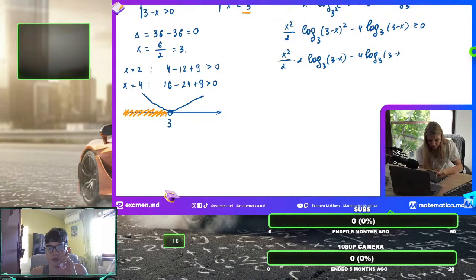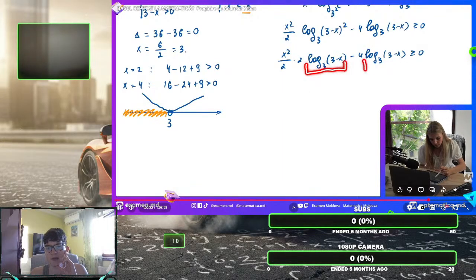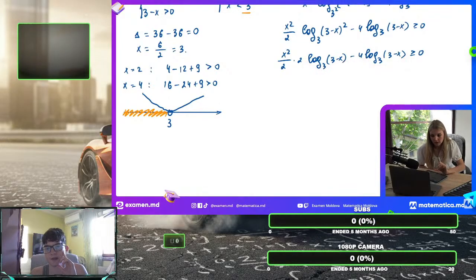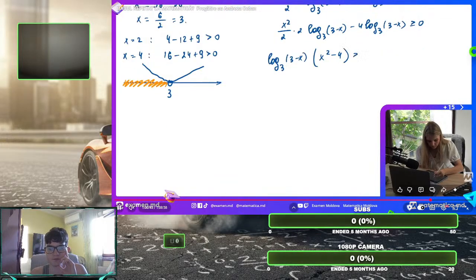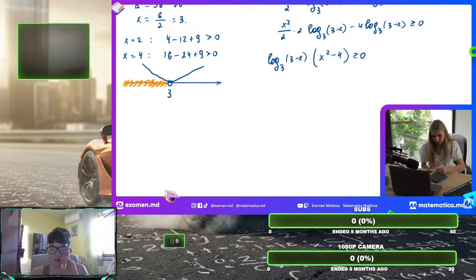Okay, so now we're gonna have exactly two terms like the same. Log 3 and 3 minus x the same. The only thing that is different is the thing up front, so on the left it's x to the second power and the right thing is minus 4, so I think we can just cancel them out or what. We can factor it out. Okay, so it's factored out. Now what?